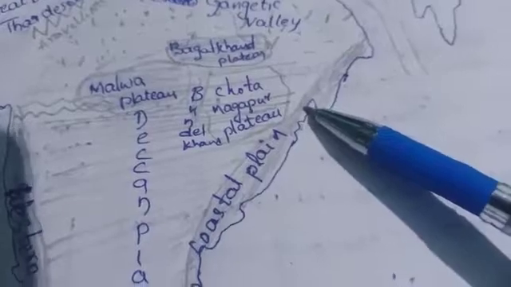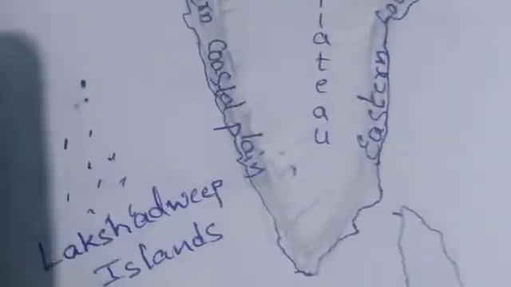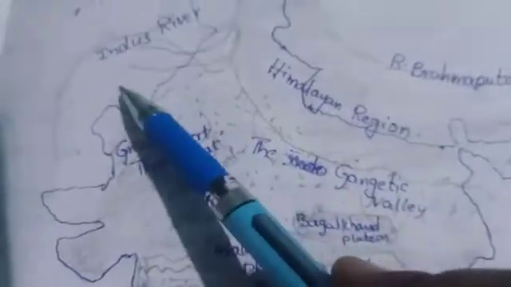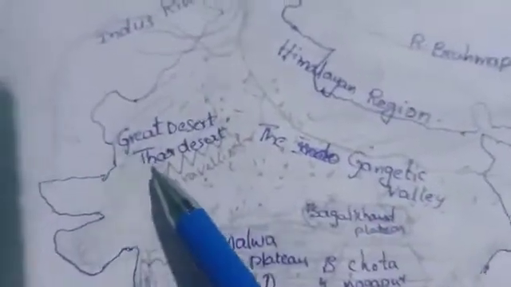Next, Coastal Plain. So the Coastal Plain is divided into two parts, Western Coastal Plain and Eastern Coastal Plain. Next, India has two groups of islands on the east and also west. West part, Lakshadweep Islands, and east part, Andaman Nicobar Islands. Observe once again, Himalayan region, Indo-Gangetic Plain, Great Desert, Peninsular Plateau and Coastal Plain, Lakshadweep Islands, Andaman Nicobar Islands.